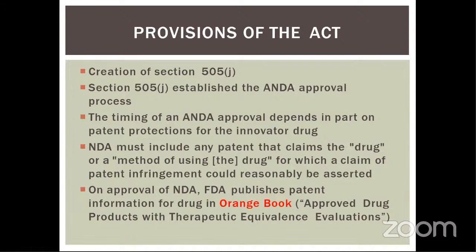So this section 505(j) established the ANDA approval process. Okay, so section 505(j), if you open, you will get the approval process. The timing of an ANDA approval depends in part on patent protection for the innovator drug. A new drug application must include any drug or a method of using the drug for which a claim of patent infringement could reasonably be asserted. What is the meaning of this patent infringement?